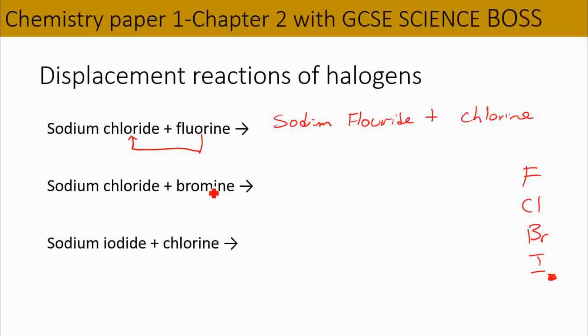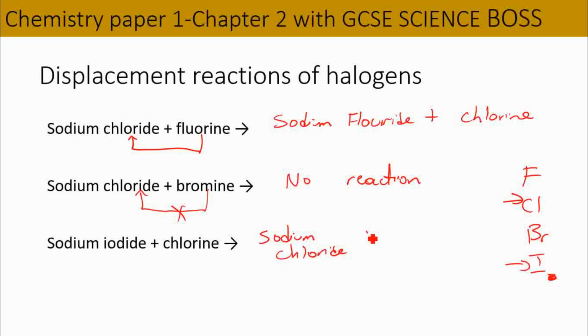All right, so would bromine displace chlorine? Can that happen? Let's check. No, it cannot happen because chlorine is more reactive than bromine, so for that one there would be no reaction. And that's why some of the ones in the practical did not happen. And then let's look at chlorine and iodine. Of course, chlorine can displace iodine, definitely. So you would end up with sodium chloride, and you would also end up with iodine.